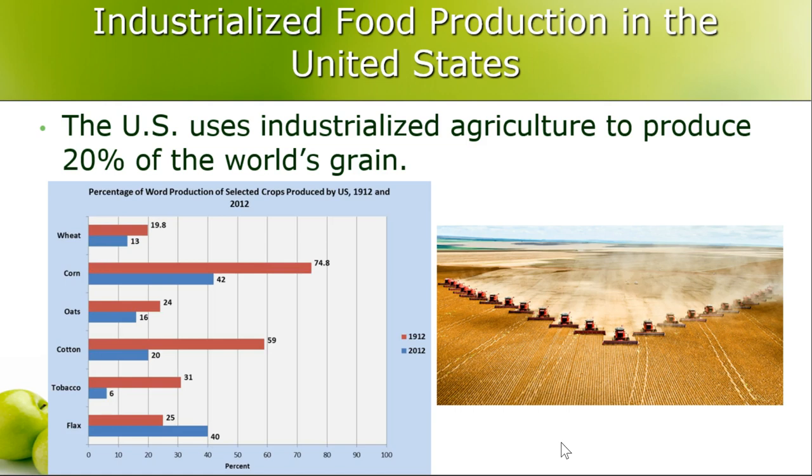Ultimately, the U.S. produces a massive amount of grain, and we use industrialized agriculture to do it. We produce about 20% of the world's grain, and we feed lots of other countries doing it. We're very efficient at it, but it's got a high environmental cost for us. And that, again, is going to be the focus of this unit, developing agriculture methods and developed agricultural methods.